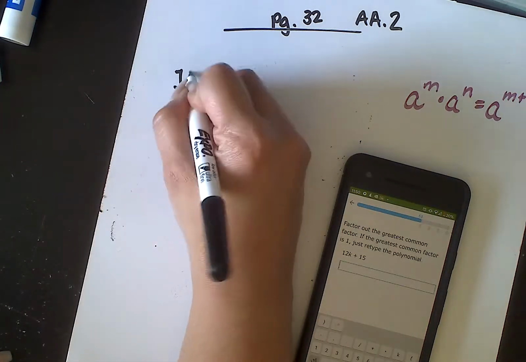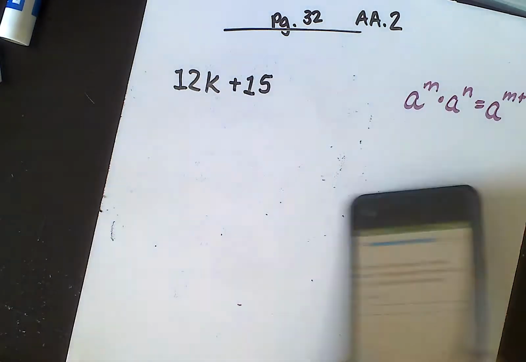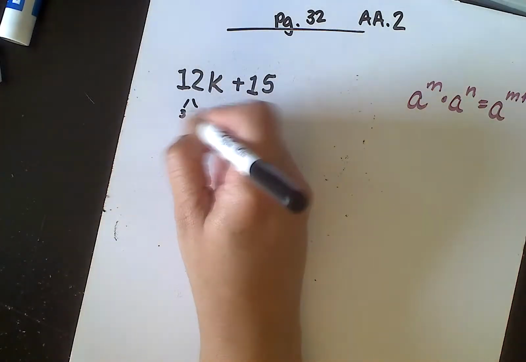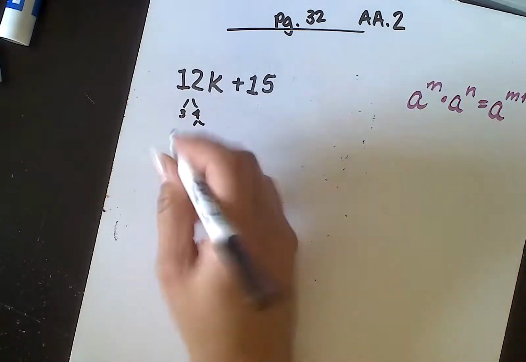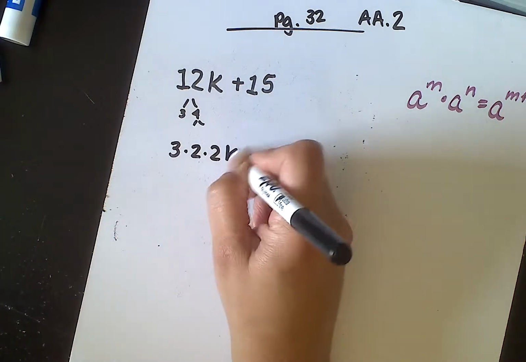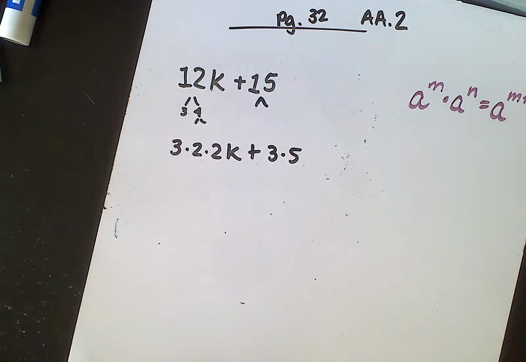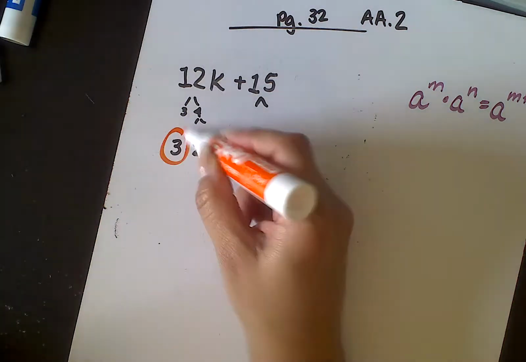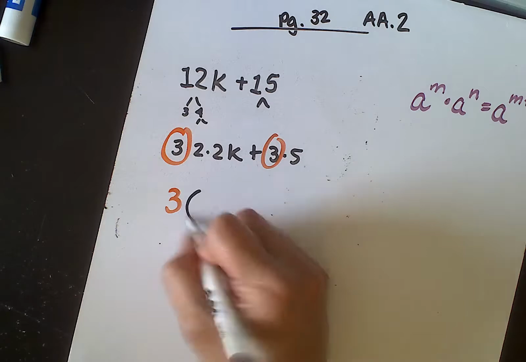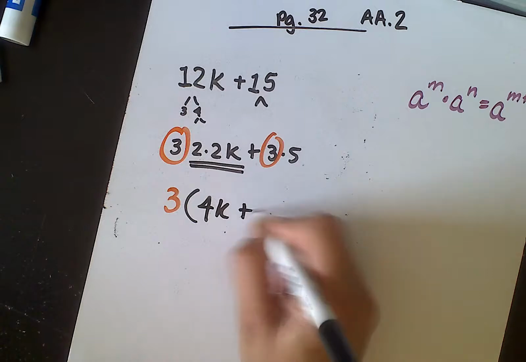I have 12k plus 15. So whenever I break this down, that should be 3 and 4, which I could break down 4 a little bit more, right? So that would be 3 times 2 times 2, and then k, plus 3 times 5. And I guess I really didn't have to break it down that much, because the only thing they have in common, their GCF is 3. So whenever I factor 3 out, I'm left with 4k plus 5.